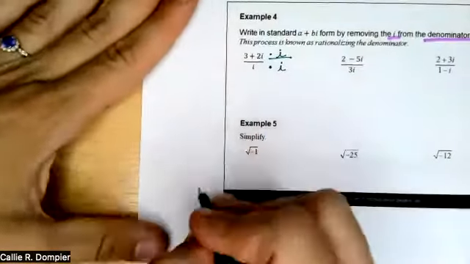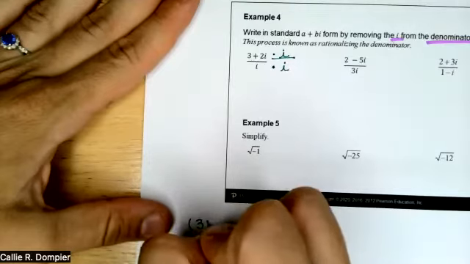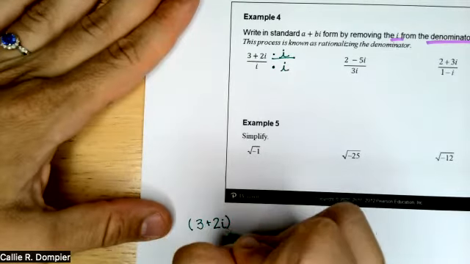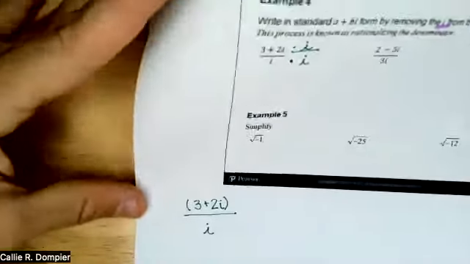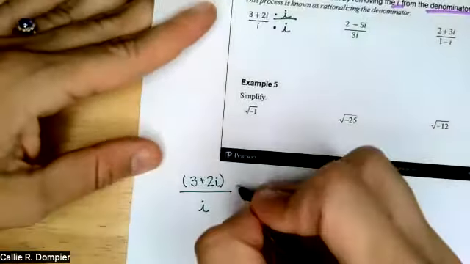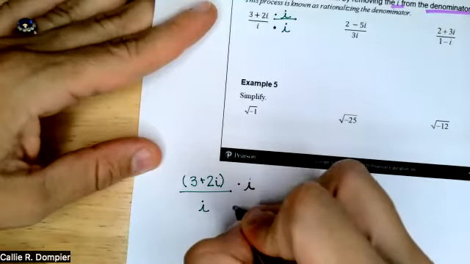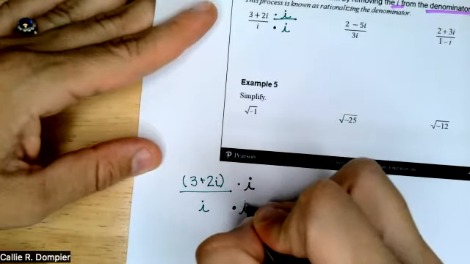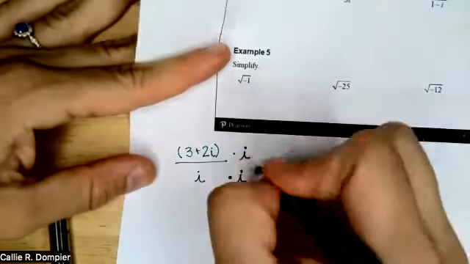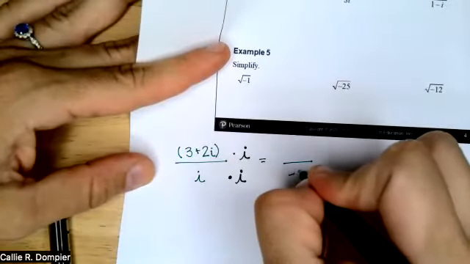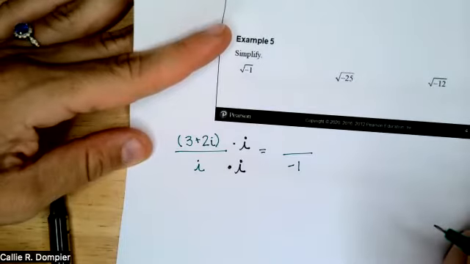Rewrite that again. On the top, I have 3 plus 2i. On the bottom, I have i. I'm going to take both of those, multiply them both by i. If I multiply this, i times i gets -1, right?